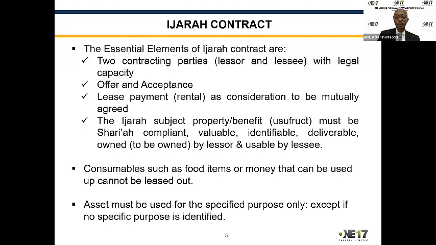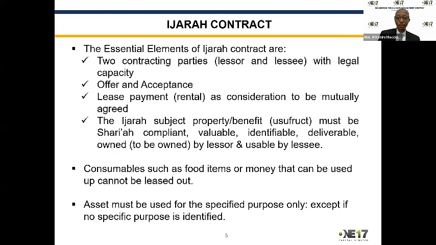The Ijara subject property must also be known, or the benefit or use of rights must be Sharia compliant, must be valuable, must be identifiable, must be deliverable, owned or to be owned by the lessor, and must be usable by the lessee. So all these are Sharia issues that must be there for it to comply, meaning it has to be Sharia compliant. You cannot use an asset that is not Sharia compliant in order to structure an Ijara contract. It must be valuable. Anything that is not valuable, you cannot use for an Ijara contract.